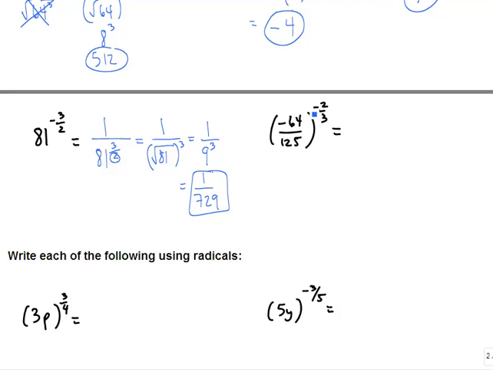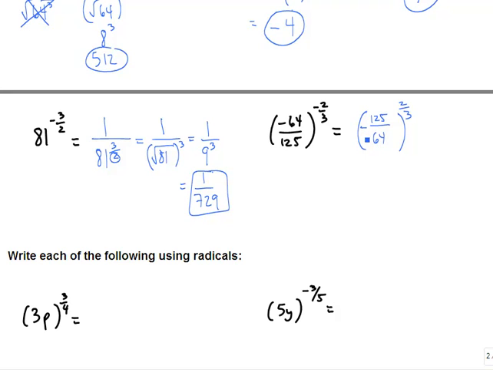Now on the next example, we have a negative exponent again, but notice what we have inside to begin with. We have a fraction already. So there's kind of a shortcut here that you can do. If you have a negative exponent, which means take a reciprocal, what we can do is change that exponent to a positive 2/3, and we can take the reciprocal of the original fraction. So I'm going to flip over this fraction and make it 125 over 64.